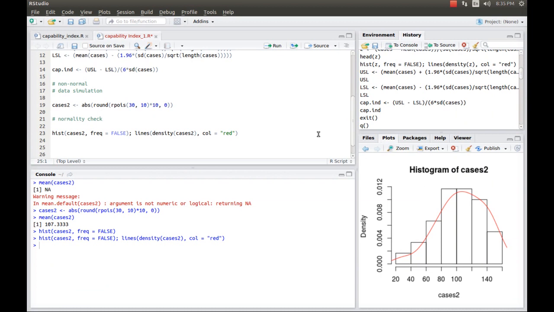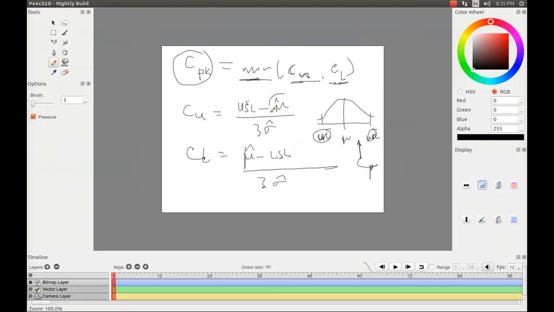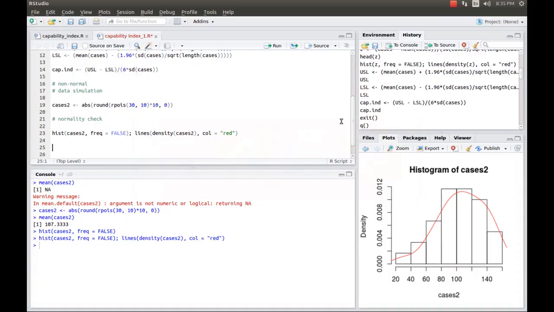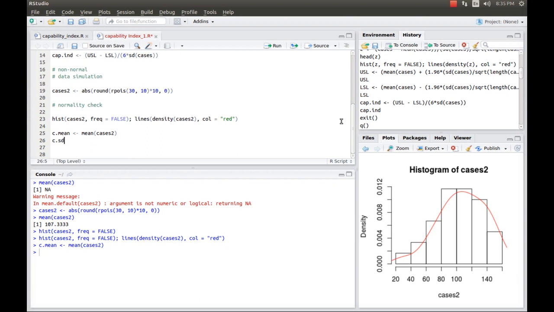So we need certain basic or standard values, that is the mean and standard deviation. So what we do, C mean, I call it C mean, and instead of calculating the mean using the function and all, it is better to make a user object for the mean of the cases 2, and C standard deviation is the standard deviation of the cases 2.